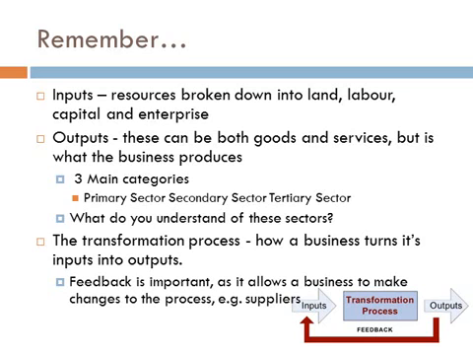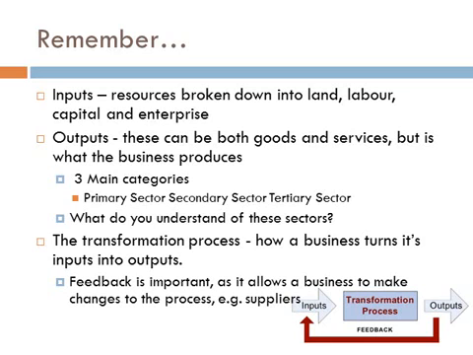The outputs, these can be both goods and services, but it is what basically businesses produce. It's what they sell at the end. There are 3 main categories of our outputs. We might be in the primary sector, the secondary sector, or the tertiary sector. Now, what do you understand by these sectors? This is something that we've looked at, or you should have looked at, in your notes in advance of this. But it's something we will come on to in a later PowerPoint. But think about what do we mean by these primary, secondary, and tertiary sectors. In between inputs and outputs, we have this transformation process. So how a business turns inputs into outputs.